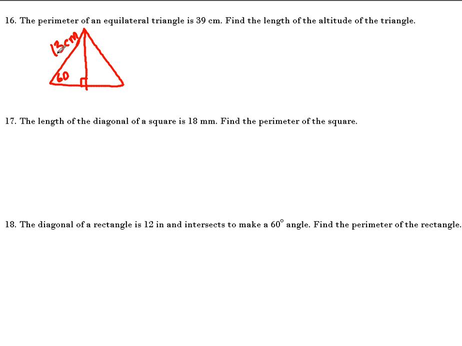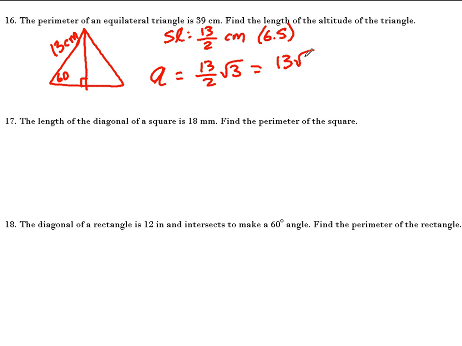So to first get from the hypotenuse to this short leg, I divide by 2. So again, the short leg is going to be 13 over 2 centimeters. If you prefer, that's 6.5 centimeters. To get from short leg to long leg, which is what the altitude would be, I take that 13 over 2 and multiply it by the square root of 3. So it's just 13 square roots of 3 divided by 2. And that's my final answer.